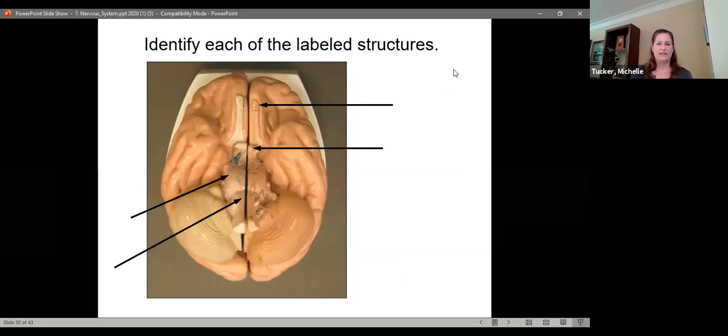So go ahead and put a heart at the optic chiasma and a question mark on the olfactory bulb. This one's a little harder, but go ahead and star the pons. Yep, very nice. So that means that inferior to it, go ahead and put question marks at the medulla oblongata. Very good.